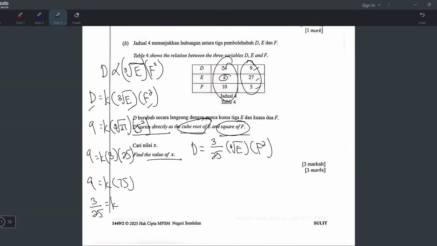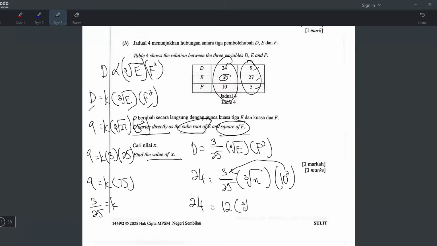Ganti yang ni dalam. So D is 24, and then 3 over 25 times with the cube root E, which is cube root X. F squared, that's going to be 10 square. Okay, 10 square I know is 100. And then 100 saya boleh darab dengan ni tak? Tak boleh kan sebab X tak tahu. Tapi tak apa, saya boleh darab dengan sini. So tekan calculator, 100 darab 3 over 25. Okay, saya dapat 12. So dapatlah jawapan. Sini 24, and then sini tinggal 12 darab dengan cube root X.